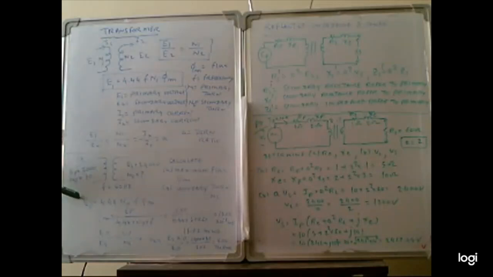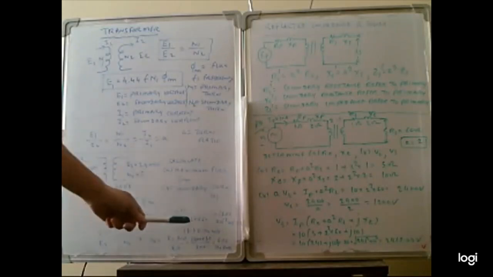Primary voltage E1 is equal to 4.44 N1 f phi. The voltage equation. So phi can be calculated that E1 by 4.44 N1 f. E1 is 200 volt, given 4.44, N1 is 50, frequency 50.